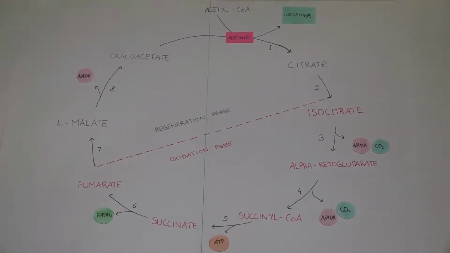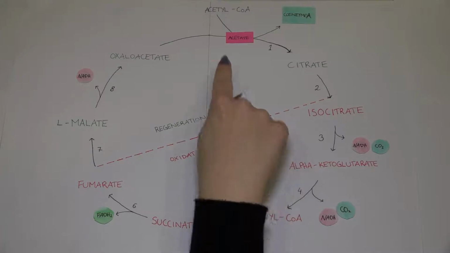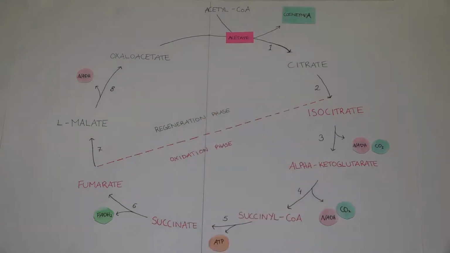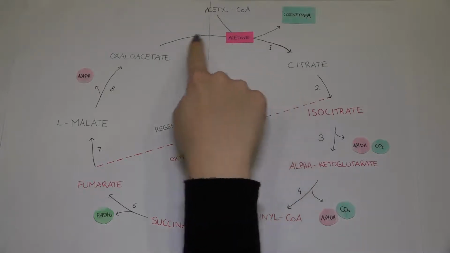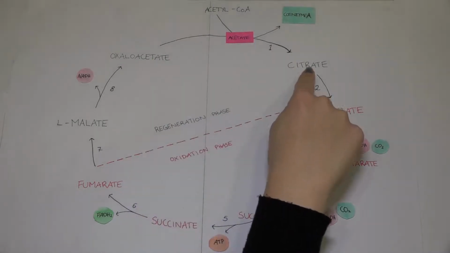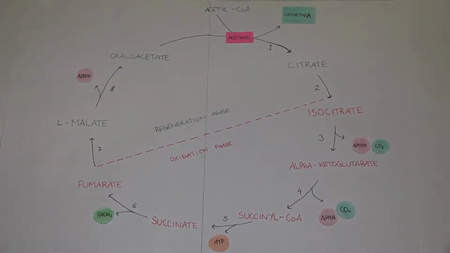So now we are going to talk about the infamous Krebs cycle, also known as the citric acid cycle. It occurs in the matrix of the mitochondria and uses the acetate formed from the link reaction. There are 8 steps in the Krebs cycle, which are split into the regeneration phase, which are reactions 1, 2, 7 and 8, and the oxidation phase, which are the remaining reactions. The main goal of the regeneration phase is to allow acetate to bind with oxaloacetate to form citrate, which happens to be the first step of the Krebs cycle.